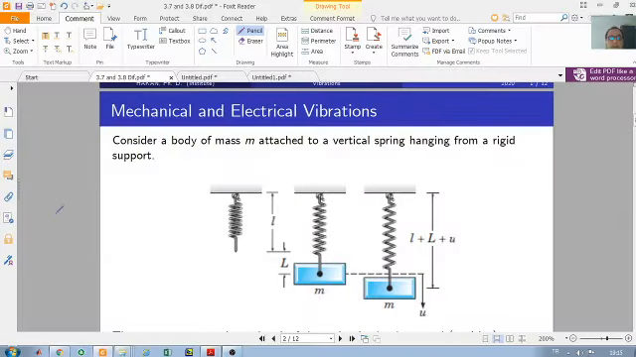Hello everyone, in this video we will cover section 3.8. In this section we will see two important applications that use second order linear differential equations with constant coefficients.